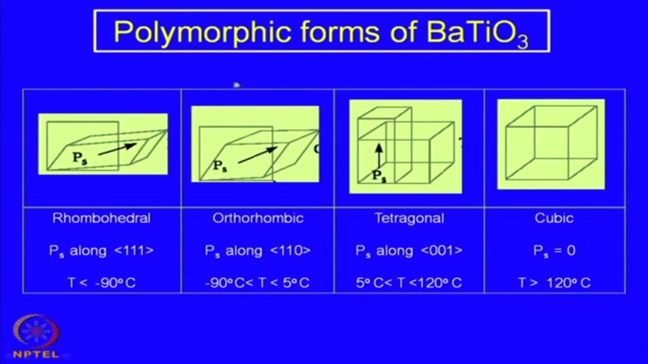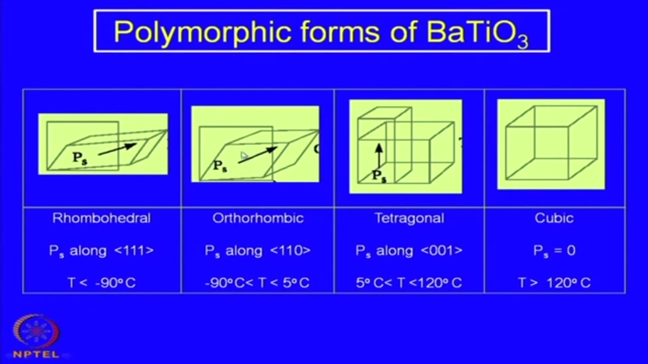So, this is what happens at a lower temperature. If you go still lower, below -90, then there is another form which is more stable, and the symmetry becomes rhombohedral. So, from cubic to tetragonal to orthorhombic and rhombohedral as you go down the temperature range, and in this case it has been pulled along 111, which is basically the body diagonal.